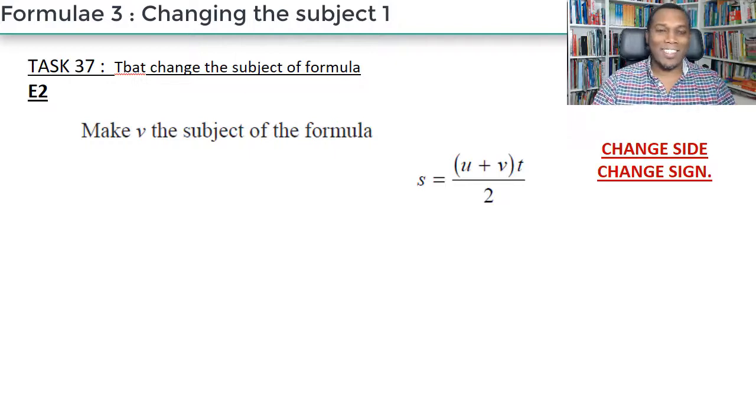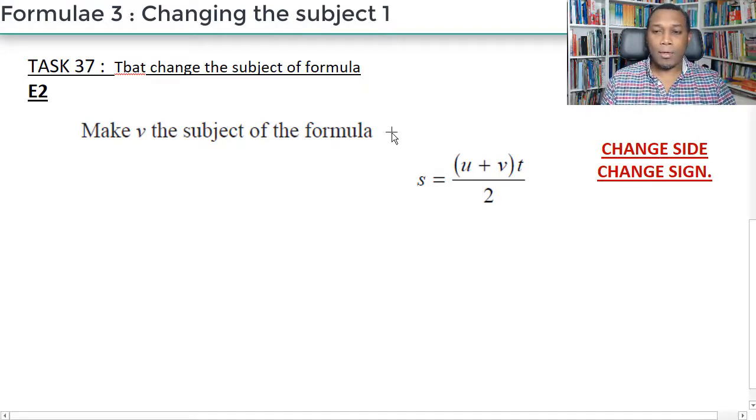You have the exercises to do after, okay? Now I'm gonna do this twice because there's two different ways we can do it. The first way, I want to end up with V all by itself. V becomes the subject, and I'm following my rule: change the side, change the sign, or change the operation.